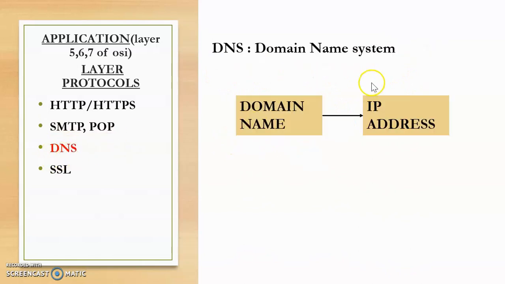Next protocol is DNS or Domain Name System. Now DNS is used to map the domain name with the IP address. Say for example you want to open Facebook, then you won't type the IP address of Facebook, you will just type facebook.com. That is because all IP addresses are numeric and it is difficult to remember. So this translation between domain name and IP address is done by the Domain Name System.